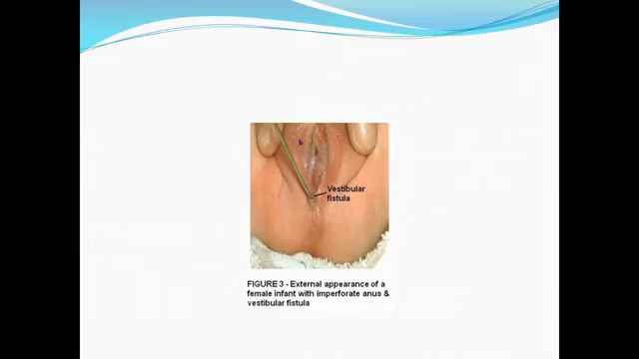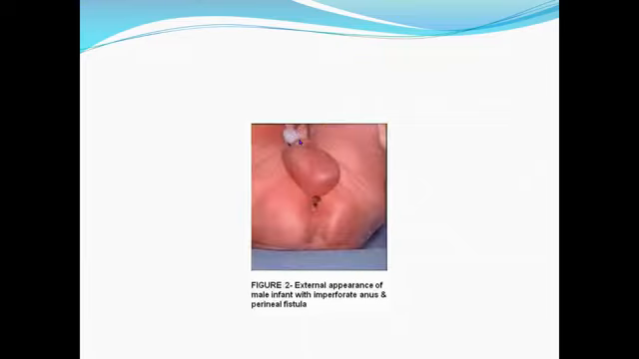This is a picture showing the external appearance of a female infant with imperforate anus and vestibular fistula. This is also the external appearance of a male infant with imperforate anus and perineal fistula. Here there is a meconium-stained aperture, and it is very stenosed and narrowed. It is called perineal fistula and it is low variety.